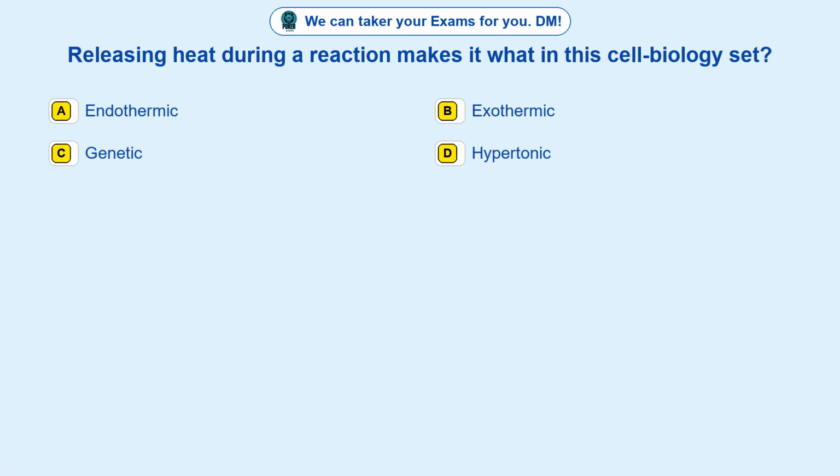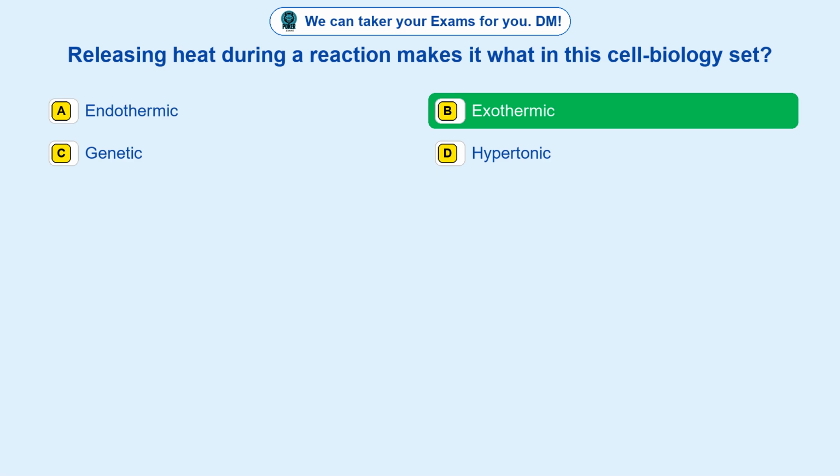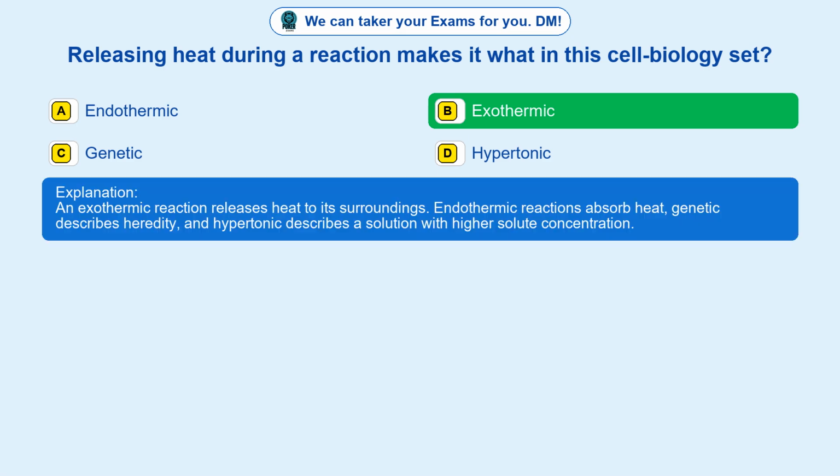Question 46. Releasing heat during a reaction makes it what in this cell biology set? Option A endothermic. Option B exothermic. Option C genetic. Option D hypertonic. The correct answer is option B, exothermic. An exothermic reaction releases heat to its surroundings. Endothermic reactions absorb heat, genetic describes heredity, and hypertonic describes a solution with higher solute concentration.